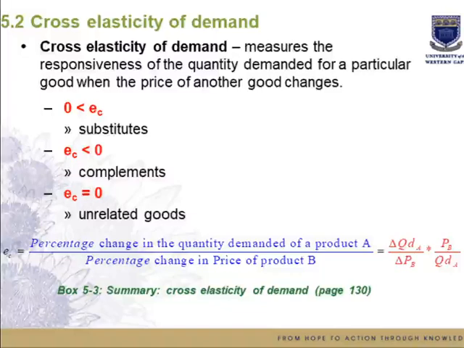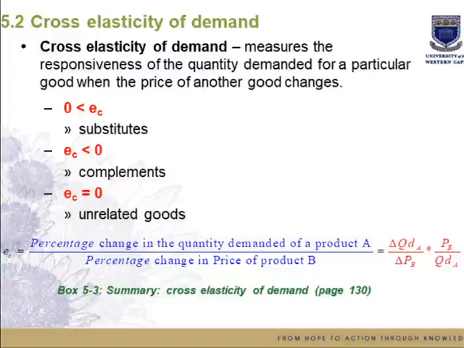If the calculated coefficient is 0, then it means that the two products A and B are unrelated. An example of such a relationship is between a change in the price of margarine and the quantity demanded of motor cars. If the calculated coefficient is positive, it means that the two products are substitute goods. Therefore, a change in the price of one good causes the quantity demanded of the other good to change in the same direction. Examples of such products are butter and margarine.